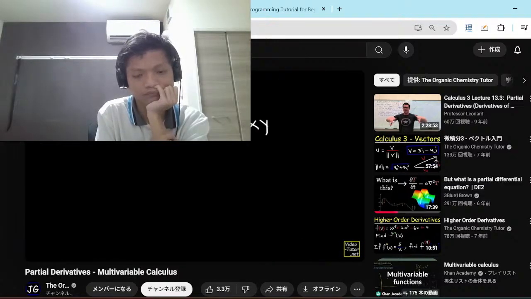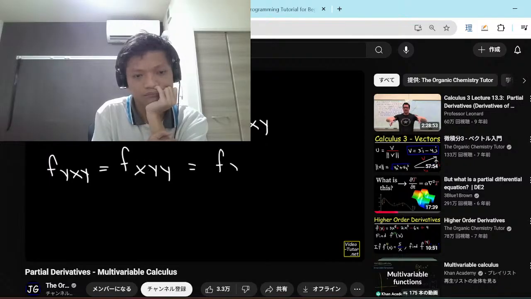All of these three mixed partial derivatives are the same. We differentiate with respect to x once, with respect to y once, and with respect to z once. The order doesn't matter. So here's another example. f_xyy is equal to f_yxy, which is equal to f_yyx. These are all the same. We're differentiating with respect to x once, but with respect to y twice.